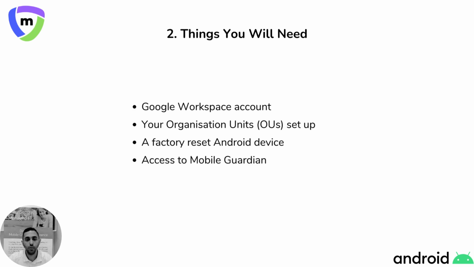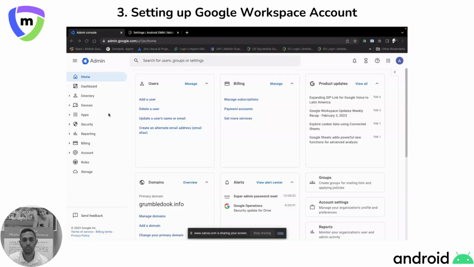Okay, and then a few things that you would need. You would need a Google Workspace account. Your organizational units, or your OUs, need to be set up with the student email addresses, a factory reset Android device, and access to a Mobile Guardian dashboard. All right, so let's get started.